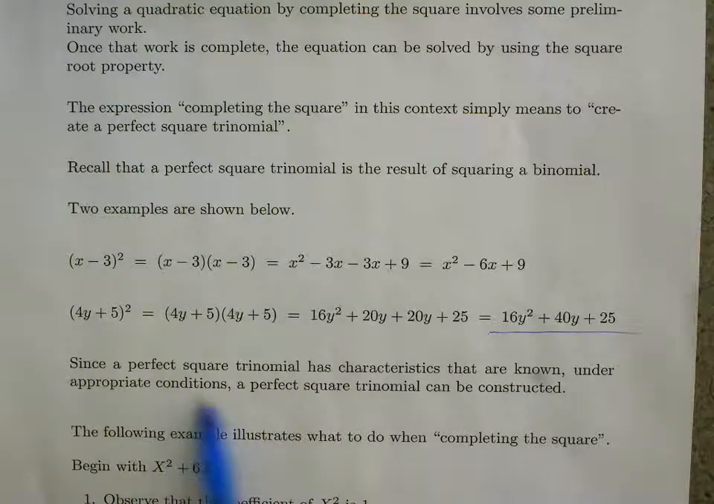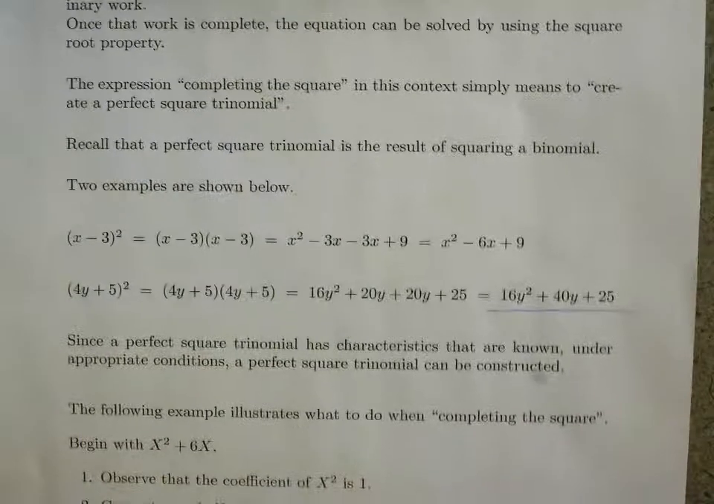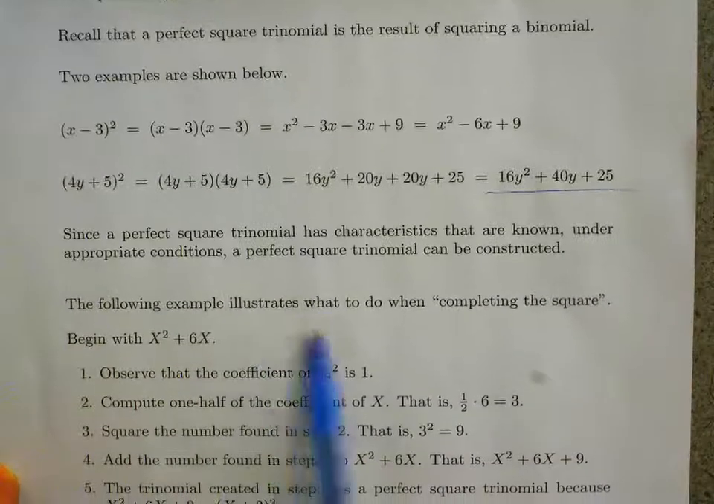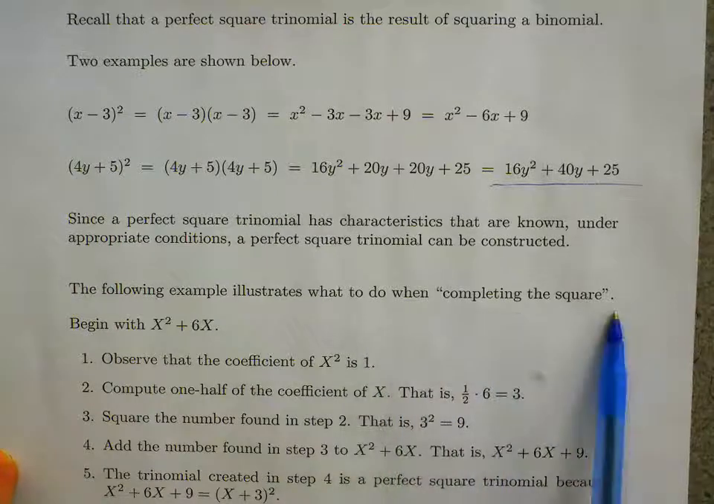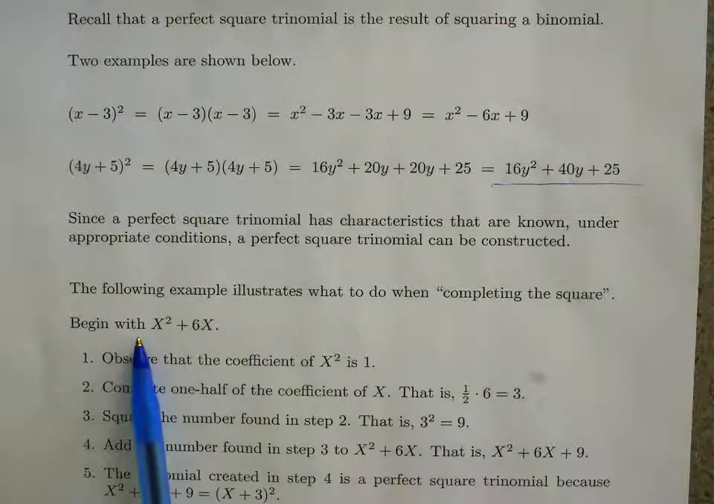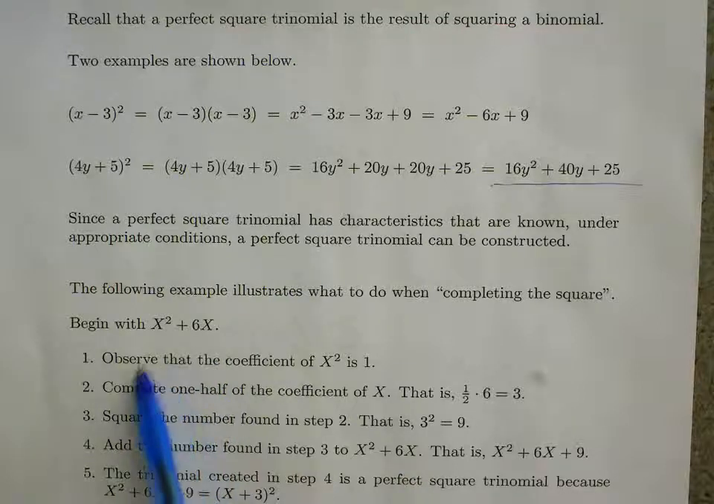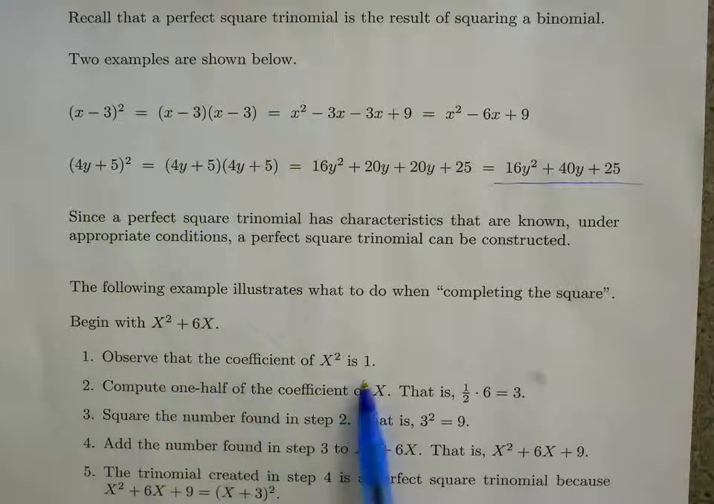Since a perfect square trinomial has known characteristics, under appropriate conditions, a perfect square trinomial can be constructed. The following example illustrates what to do when completing the square. In this example, we're beginning with x squared plus 6x. Notice that the coefficient of x squared is 1. That's the condition that we want before completing the square.